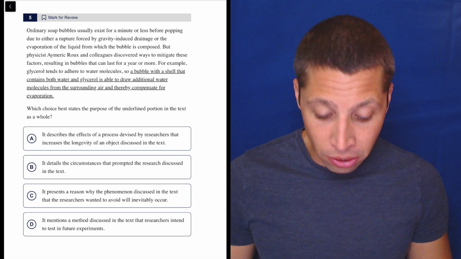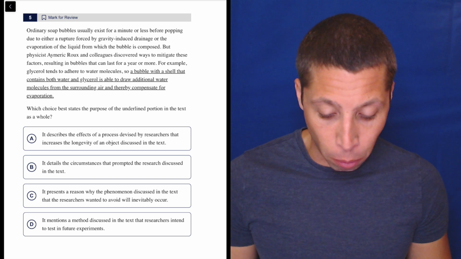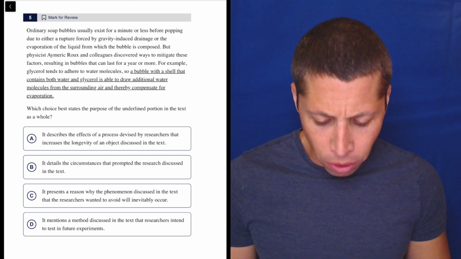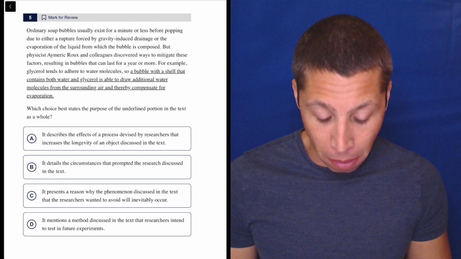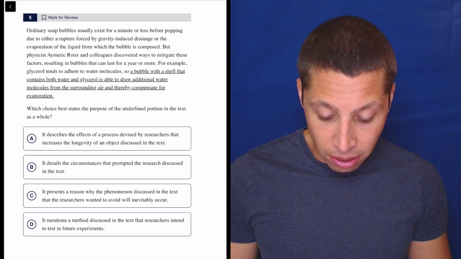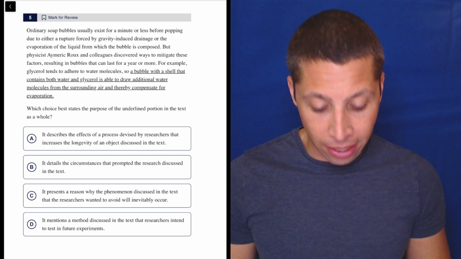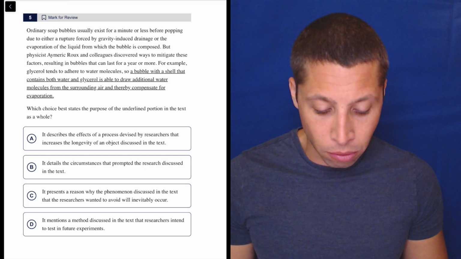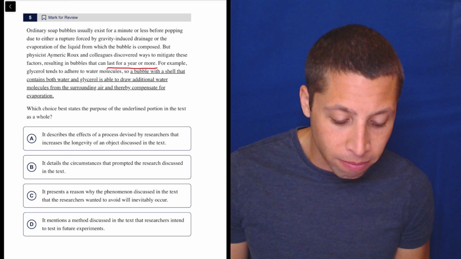Ordinary soap bubbles usually exist for a minute or less before popping due to either a rupture forced by gravity-induced drainage or the evaporation of the liquid from which the bubble is composed. Okay, that's kind of confusing, but don't worry about it. But physicist Aymeric Roux and colleagues discovered ways to mitigate these factors, resulting in bubbles that can last for a year or more. Okay, just that is understandable.